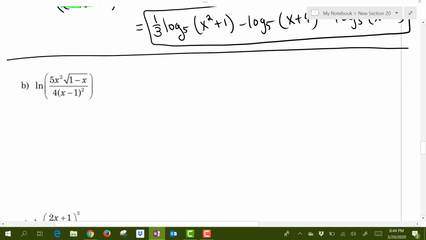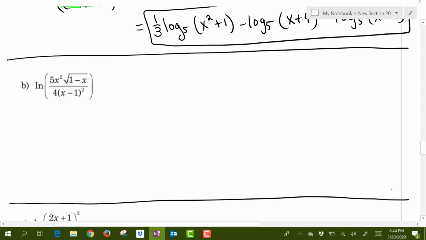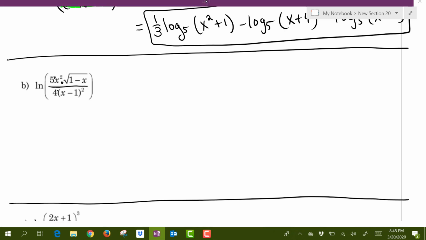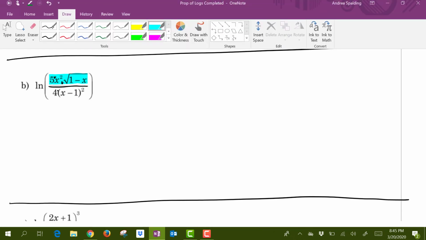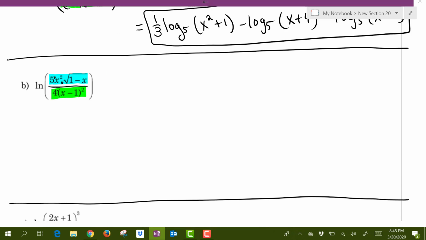Alright, let's look at another example of expanding. So now we have natural log, and we actually have 3 things inside that are multiplied together. We have 5 times x squared times the square root of 1 minus x. And then we have divided by 4 times x minus 1 squared. So we're going to take anything that's at the top of the log and anything that's at the bottom of the log, and we are going to separate them out into positive and negative logs.